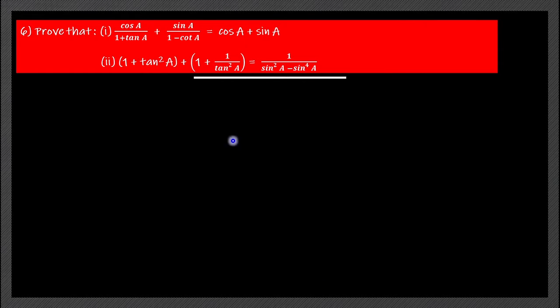Moving ahead further with the second sub question under the main question 6. 1 plus tan square A plus 1 plus 1 by tan square A equals 1 by sin square A minus sin to the power of 4 A. Okay. So as I have told, the LHS is complicated. Let's take the LHS part.